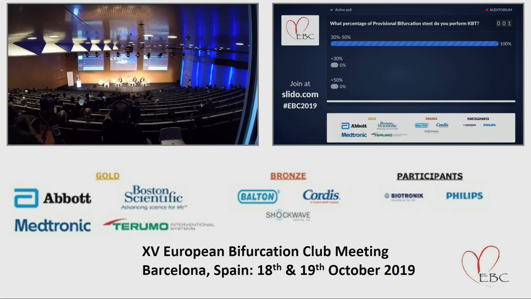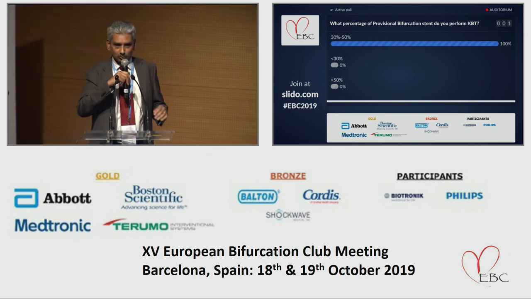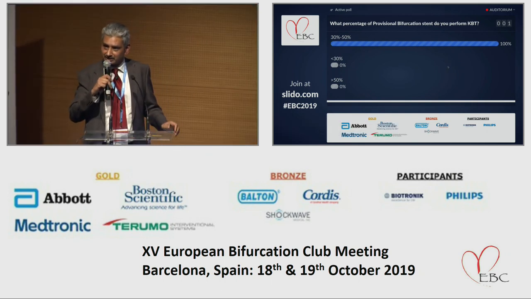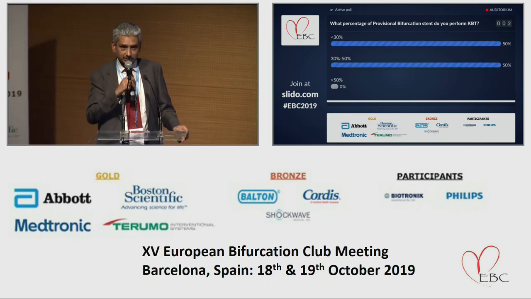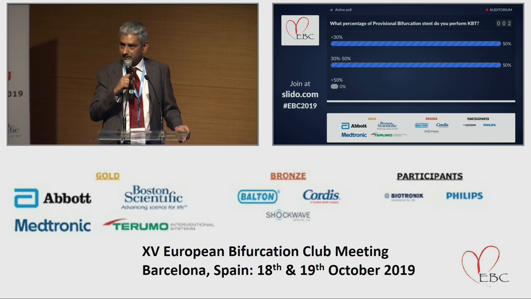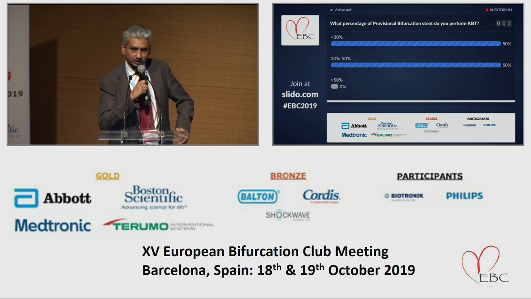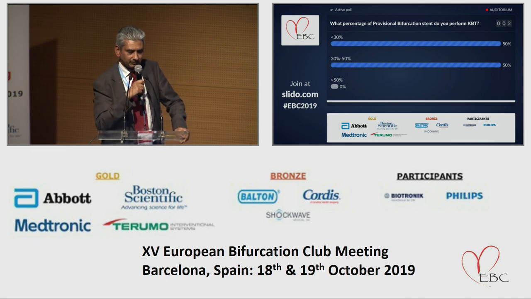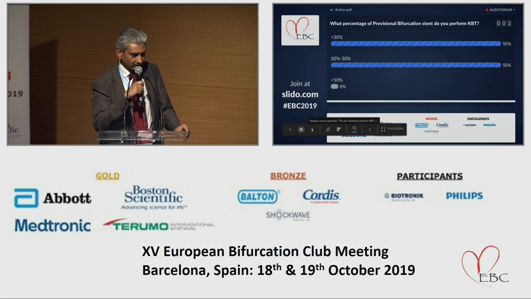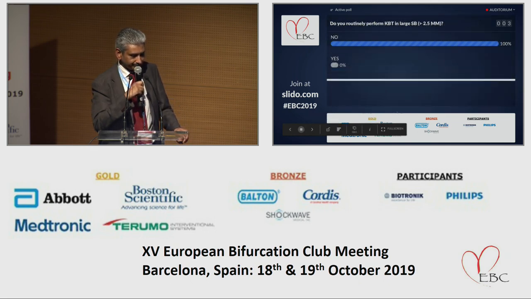So less than 30%, how many people in the audience do less than 30% kissing balloon in provisional? And more than 50%? Well, it's not a scientific poll, but it looks like the majority of people do more than 50%, so about around 50% if the side branch is meaningful. And a similar result is shown upon this.